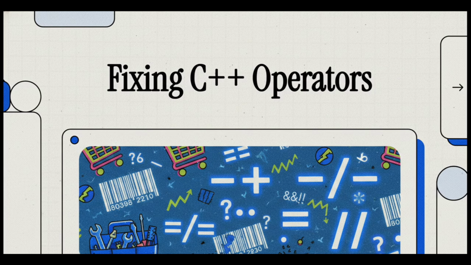Today's explainer is essentially a hands-on coding workshop. We're going to fix this terrible grocery store billing code using C++ operators. By the end of this, you'll see exactly how these fundamental building blocks of code actually work in a real-world scenario. It's going to be a lot of fun, so grab your digital tool belt and let's get to work.